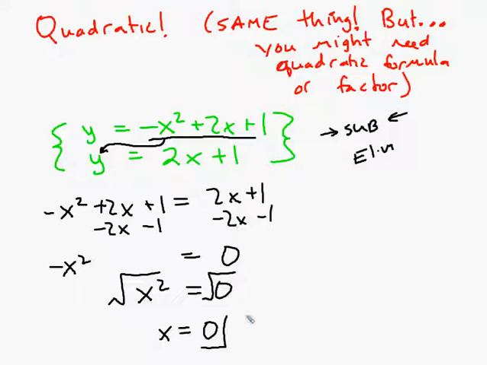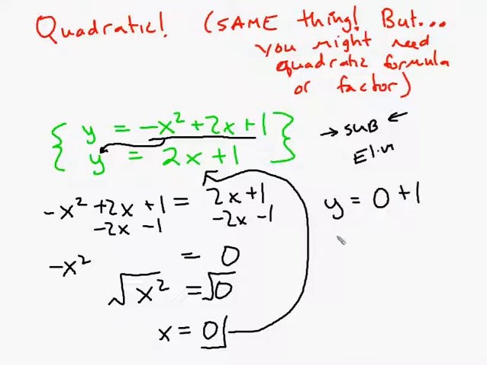What did you do with the negative? I multiplied both sides by a negative to get rid of it. I can multiply both sides by negative 1. It just so happens 0 times negative 1 is still 0. So I take that 0 and I put it back up. And it doesn't matter which one, really. So my answer is 0, 1.